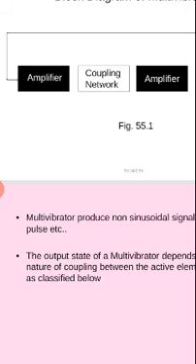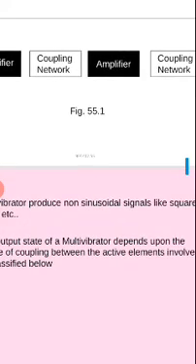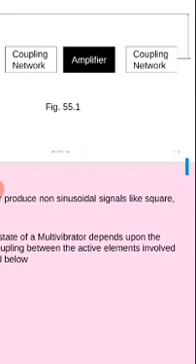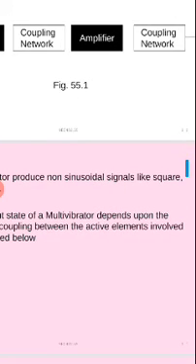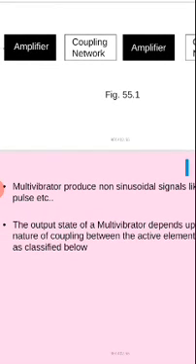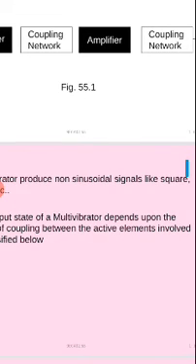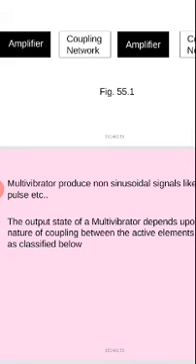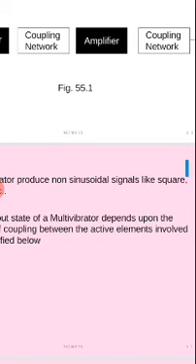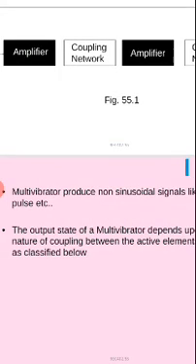Multivibrators produce non-sinusoidal signals like square, pulse, etc. The output state of a multivibrator depends upon the nature of coupling between the active elements involved, as classified below.